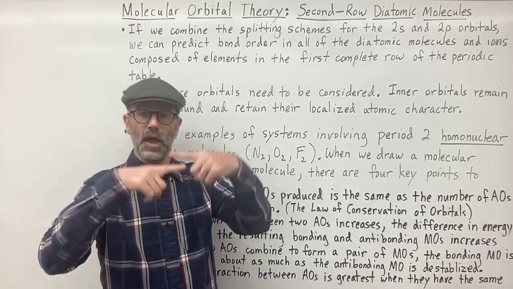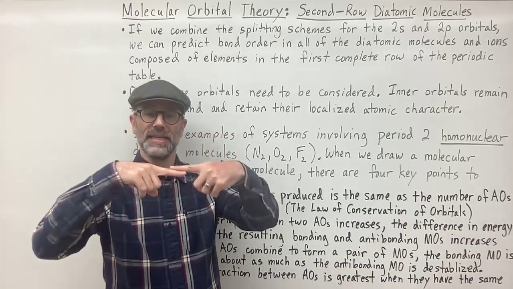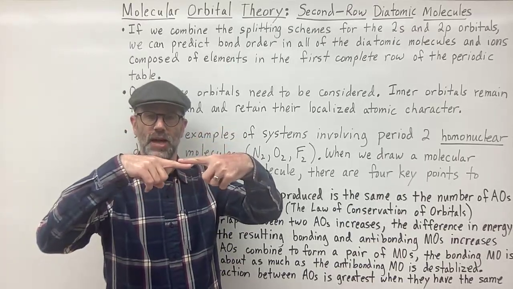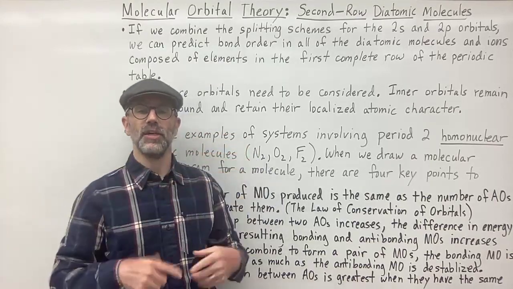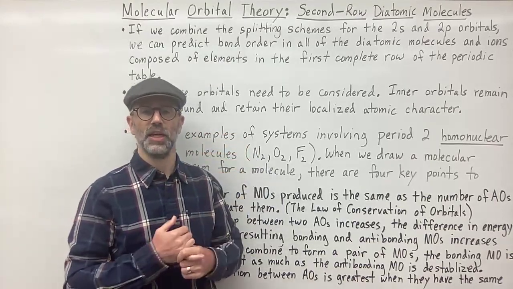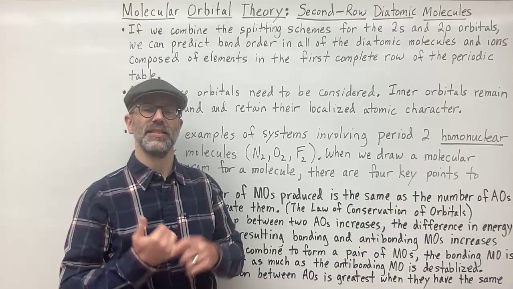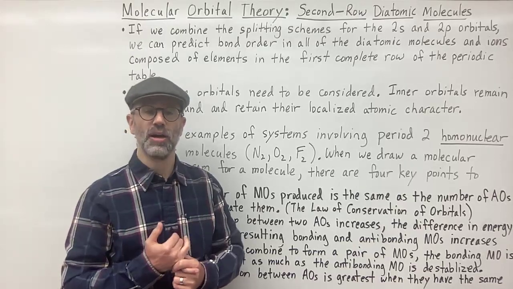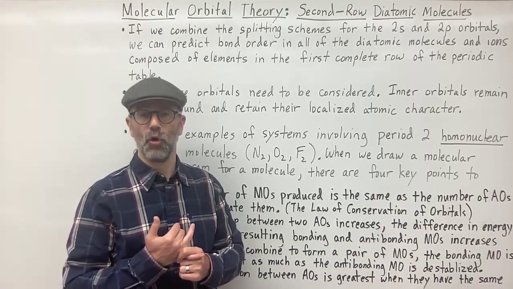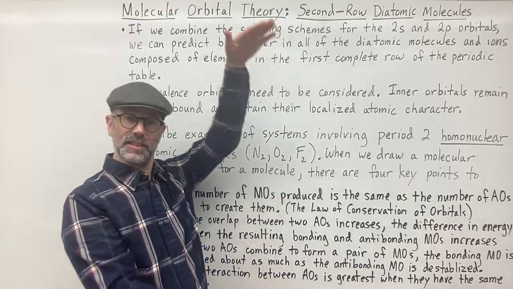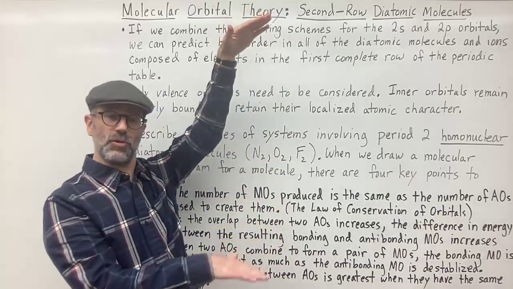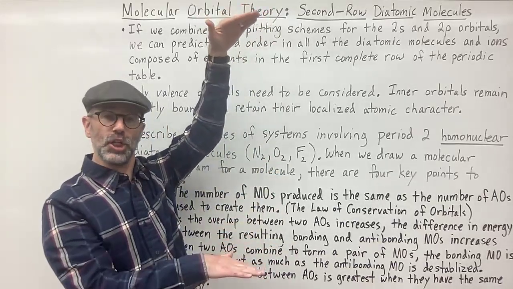So the overlap of the pz orbitals on the adjacent atoms is going to give rise to the sigma pz and sigma pz star molecular orbitals. And the energy distance between them is going to be pretty large.